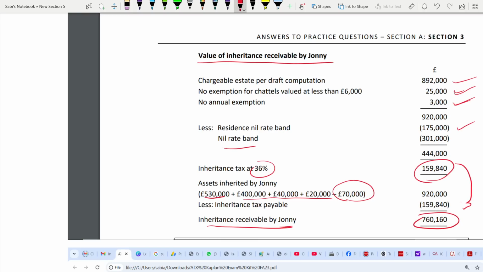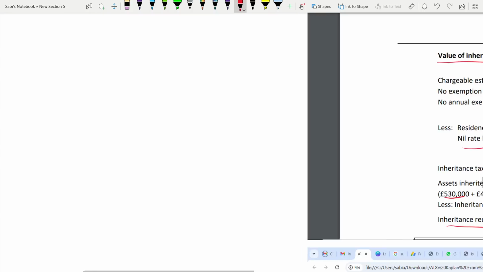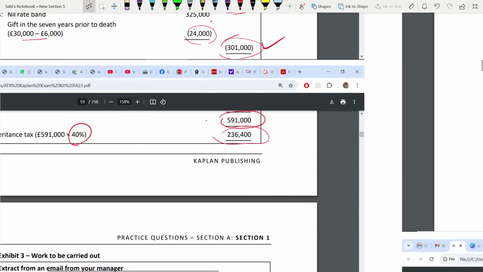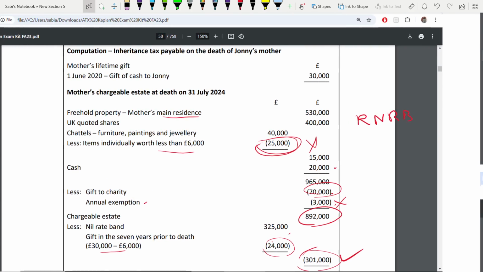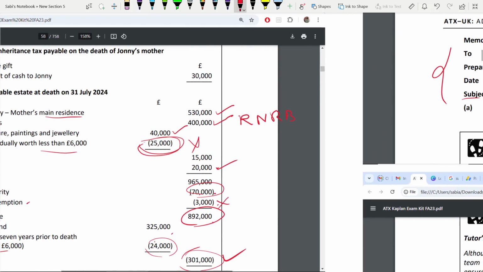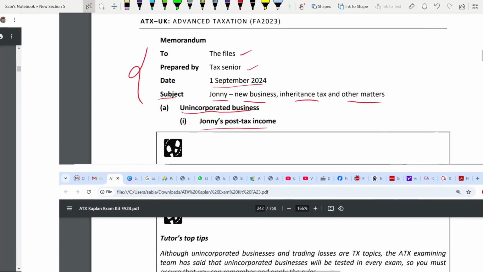So we'll see what are the things we have to add. 530, 400, 40, 20. This you have to add, quoted shares you have to add, these chattels you have to add, and this 20 cash you have to add. Okay, this 40 chattels and 20 cash. Everything you are adding, deducting the 70,000 gift to charity and the inheritance tax, and whatever is there will be payable by Johnny. So that's it for this question.